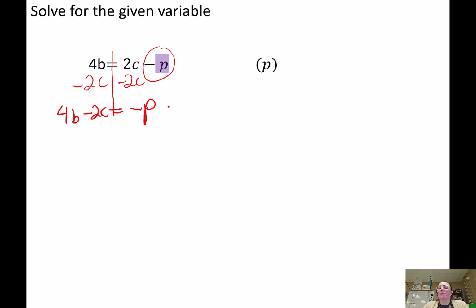Now I'm still trying to isolate p, so I'm going to divide everything by negative 1. And since negative 1 will divide both 4b and negative 2c, I get negative 4b plus 2c equals p.